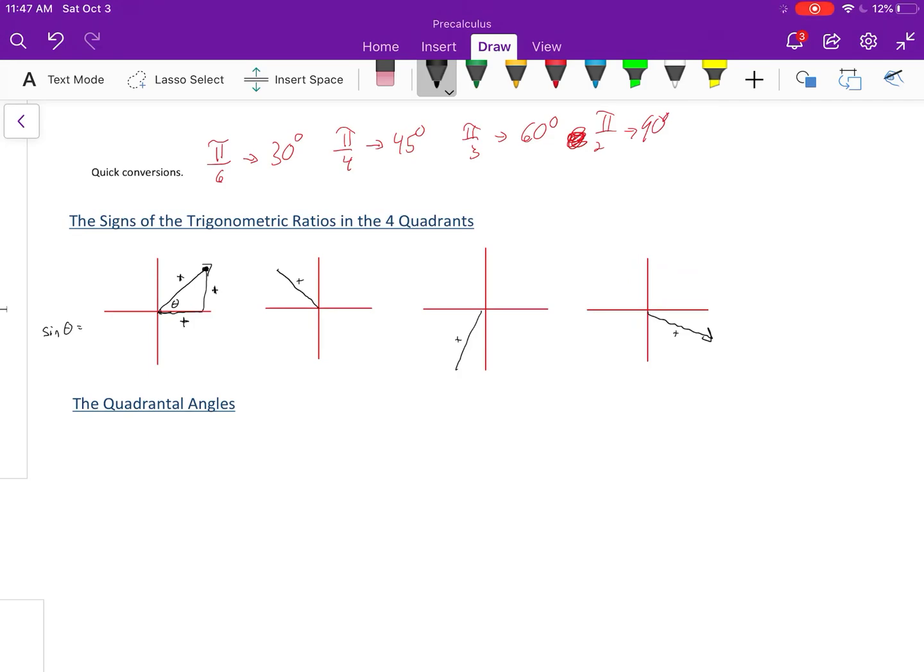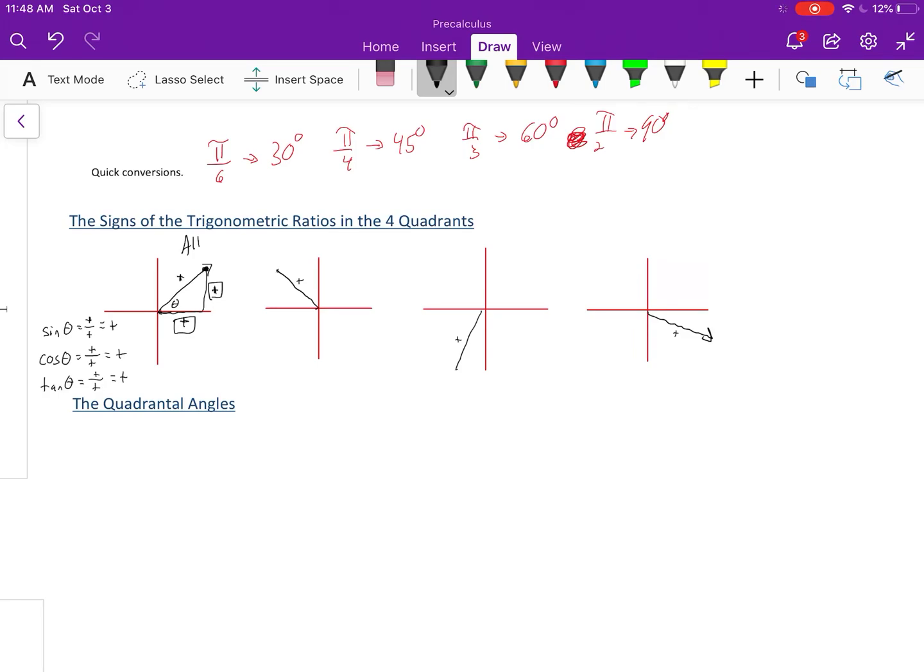Well, sine is opposite over hypotenuse. So if we look, opposite is positive over our hypotenuse, which is positive. So sine is positive. Now looking at cosine. Cosine of that angle is adjacent over hypotenuse. So adjacent is positive over hypotenuse, which is positive, so it's positive. And then tangent of theta is opposite over adjacent. So positive over positive, which is positive. So all of them are positive in the first quadrant. So you might have thought, well, that was kind of boring. Well, it will change things a little bit here as we get into the second quadrant.